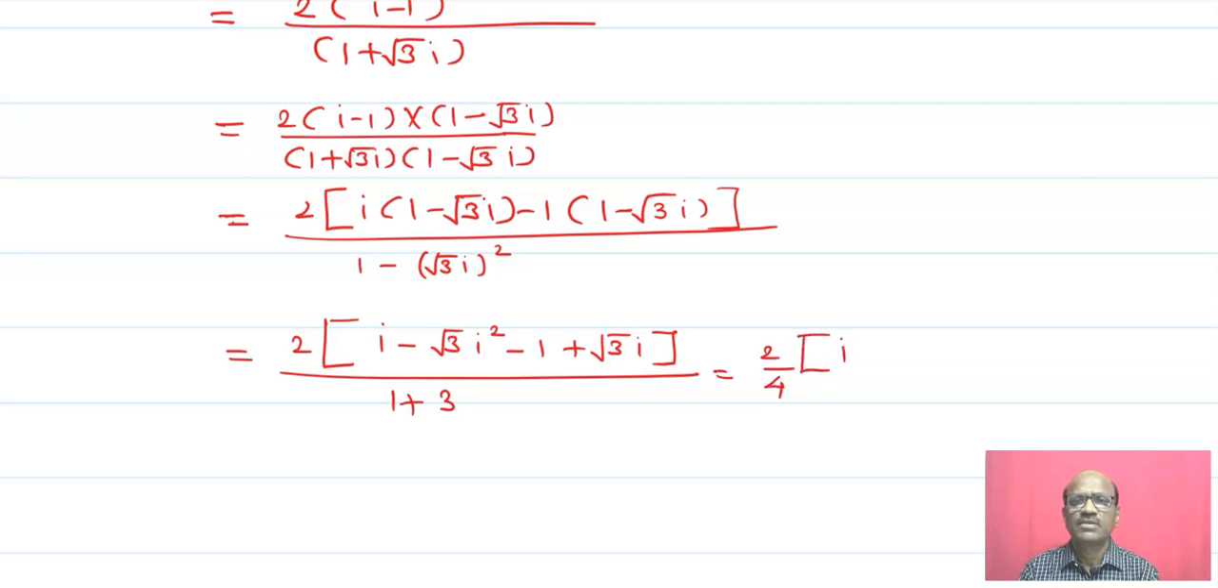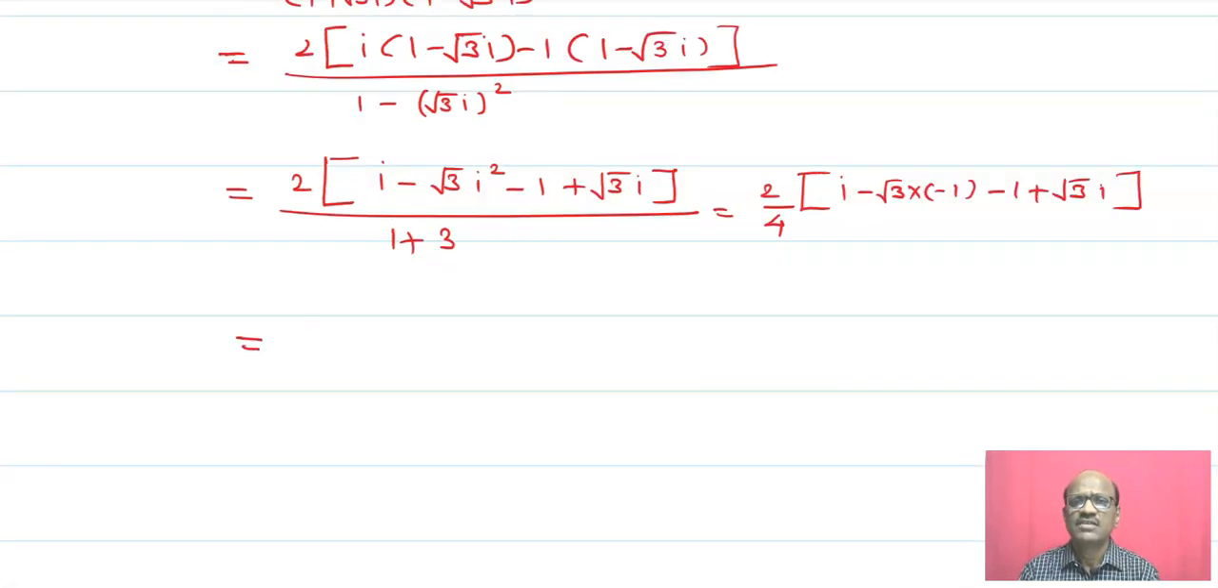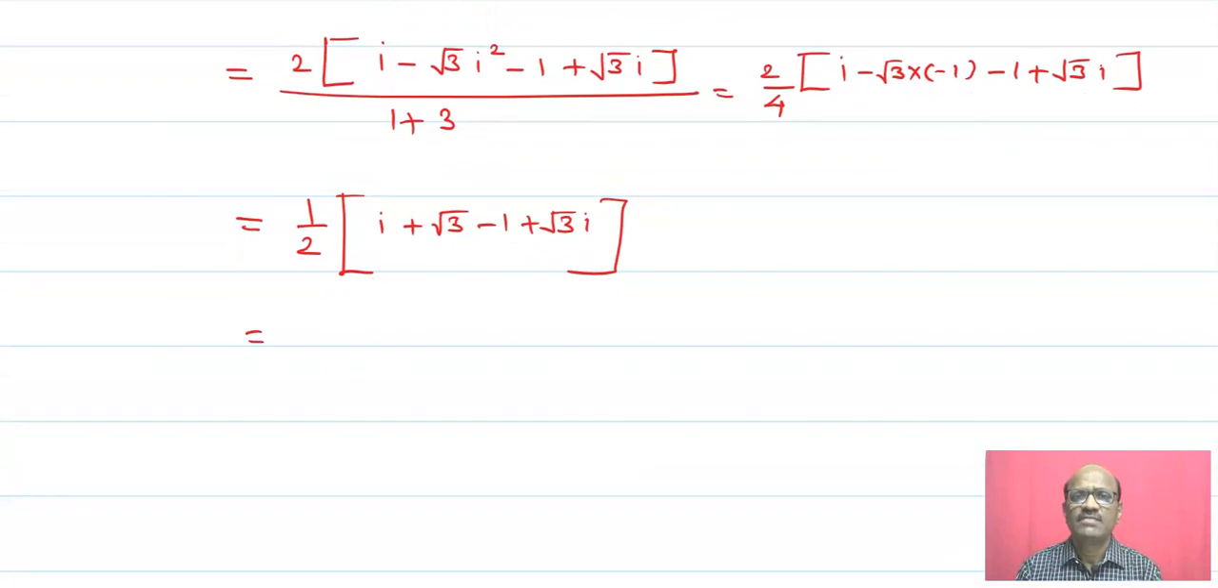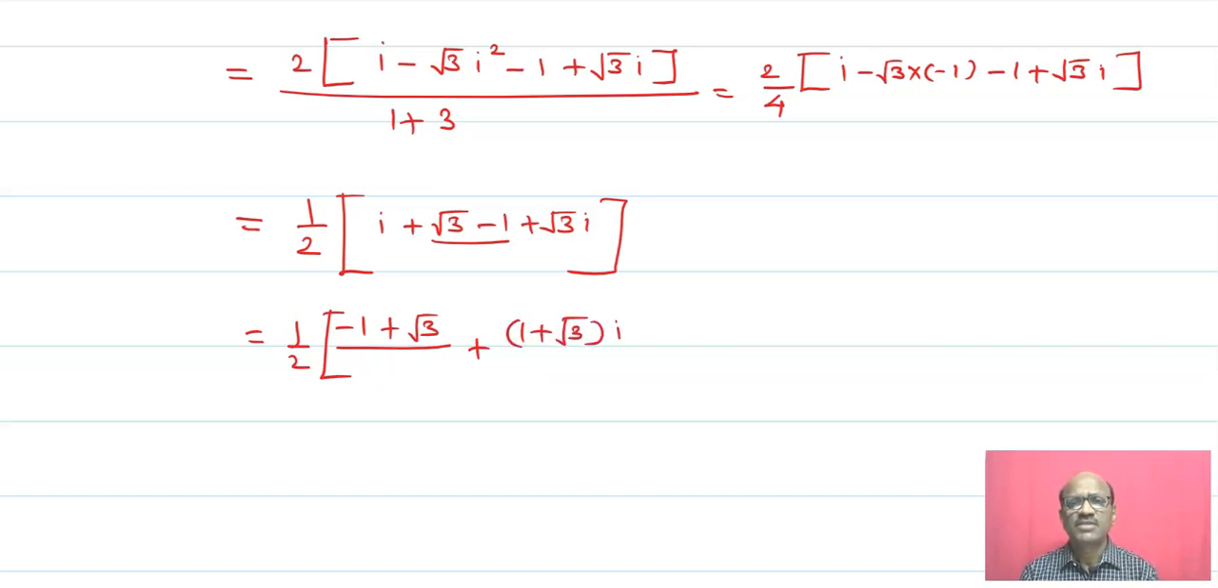Therefore, 2 upon 4 in the bracket you are getting, that is, i minus root 3 into minus 1 minus 1 plus root 3 i, that is equal to 1 upon 2 (i plus root 3) into (minus 1 plus root 3 i). Therefore, it is written in this manner: minus 1 plus root 3 is the real part, and the imaginary part is 1 plus root 3 into i.